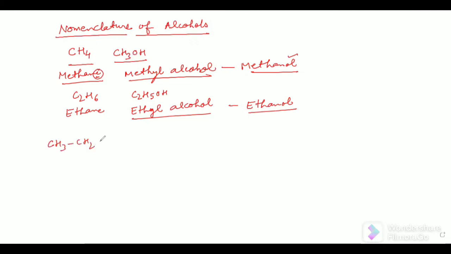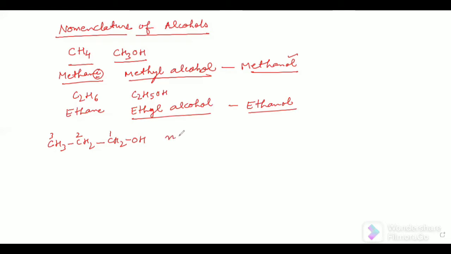CH3, CH2, CH2OH. Now, first of all, how many carbons? 1, 2, 3. So it is obtained from propane. Now we have to decide the position of the alcohol group also. So we are going to start the numbering from here. Numbering will be started with this carbon where the OH group is attached.